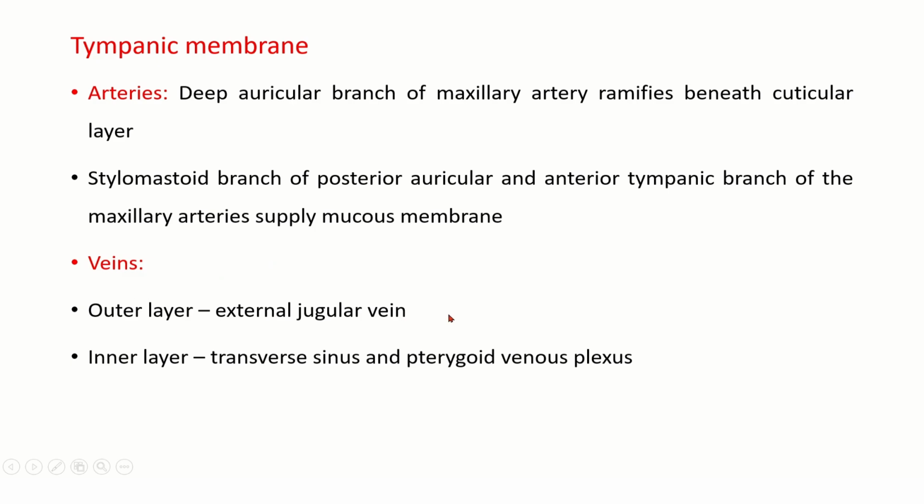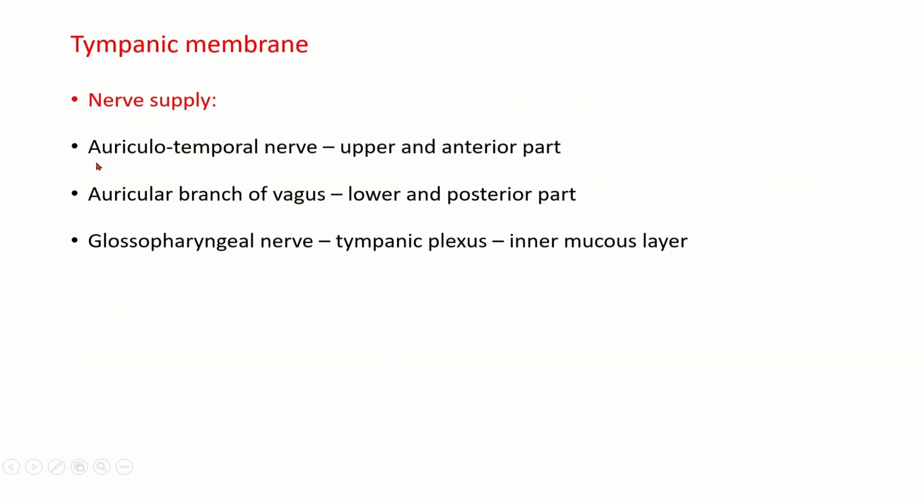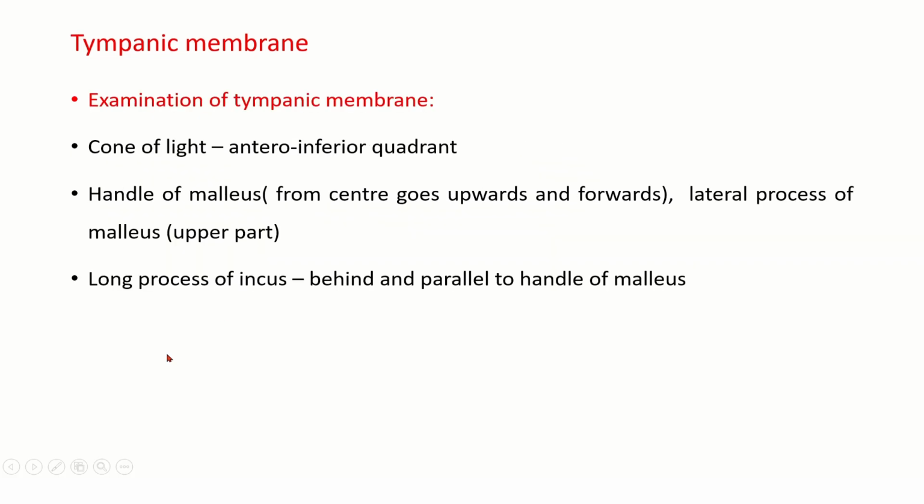Veins: the outer layer drains into the external jugular vein, the inner layer into the transverse sinus and pterygoid venous plexus. Nerves: the auriculotemporal nerve supplies the upper and anterior part, the auricular branch of the vagus supplies the lower and posterior part, same as the external acoustic meatus. Then the glossopharyngeal nerve through the tympanic plexus supplies the inner mucous layer.